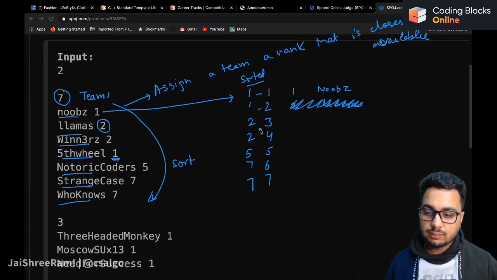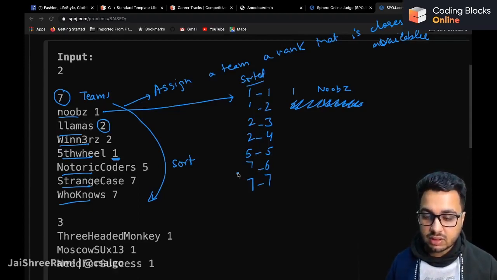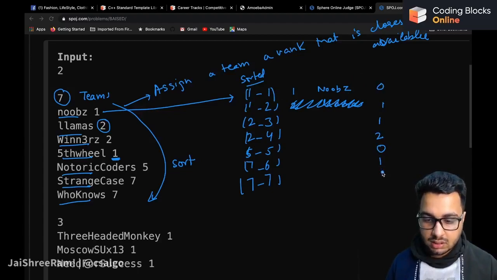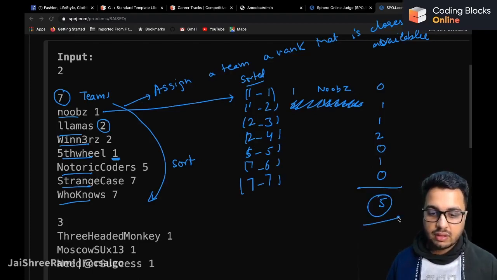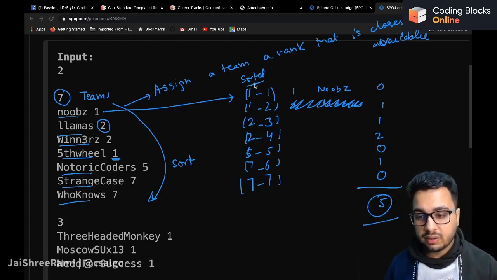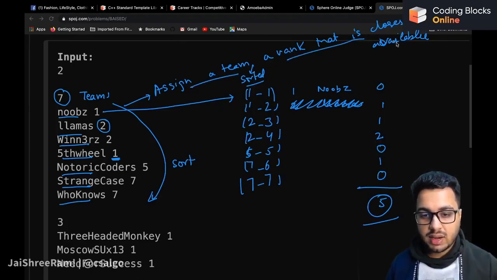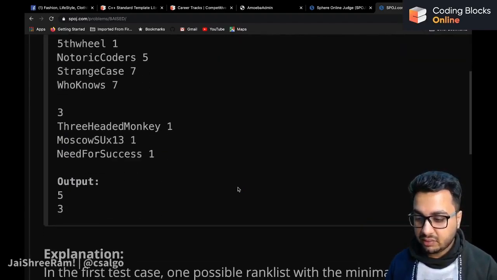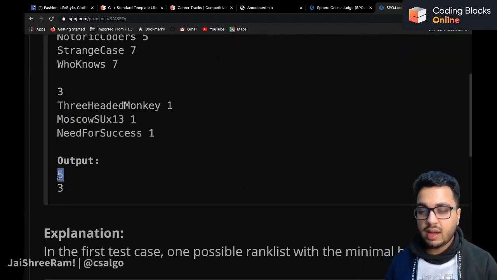And as you can see, if you just take the absolute value of the difference, this will give you the badness. So for this the badness is 0, for this it is 1, it's 1, it's 2, it's 0, it's 1, it's 0. So total badness is 2 plus 1 plus 1, that is 5. This is the minimum possible badness, because by doing sorting we are able to assign each team the closest available rank for that particular team. Let's see if the answer is 5. So yes, the answer is 5.